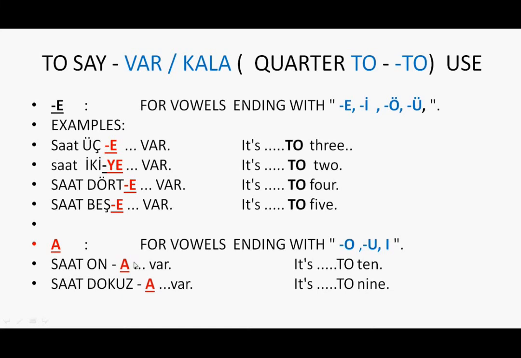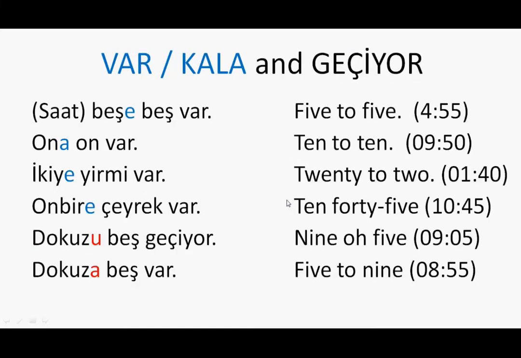Okay, guys. So I hope it's clear enough for you. Let's see some other examples. I hope it helps you. Look, on the right side you see English sentences and on the left Turkish ones. Look, if it's var, kala, it's in blue color. If it's past, we use red letters here. Okay, let's say them. We don't have to say saat. We don't use it much, most of the time. We keep it short, like in English saying 5 to 5, 10 to 10, 20 to 2.